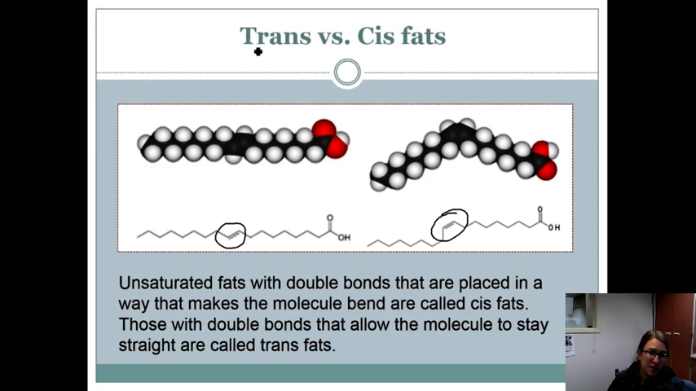And these trans ones tend to be very bad for you. It's really hard for your body to break them down, so they stick with you for a long time. So as far as fats and how good they are for you, it's generally best to get most of your fat from cis unsaturated fat. And some saturated fat is okay, but too much of it can lead to heart disease. And the trans fats, people say you should try to avoid these as much as possible. You don't need any trans fats in your diet.